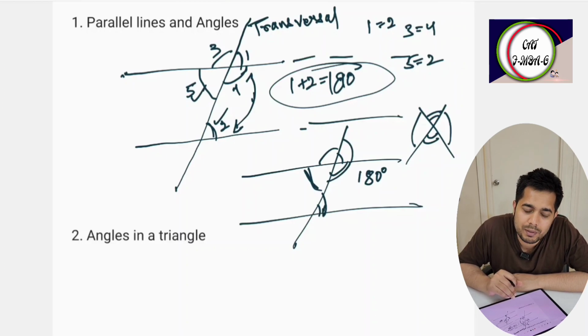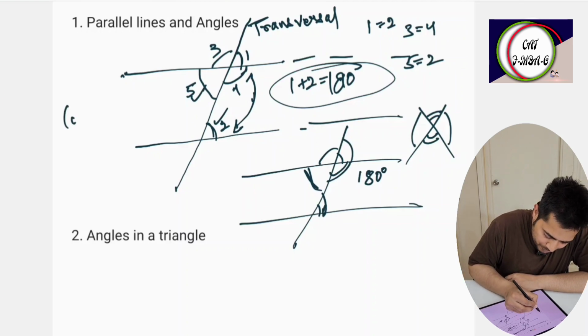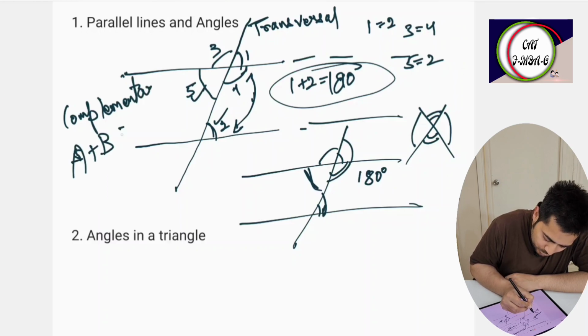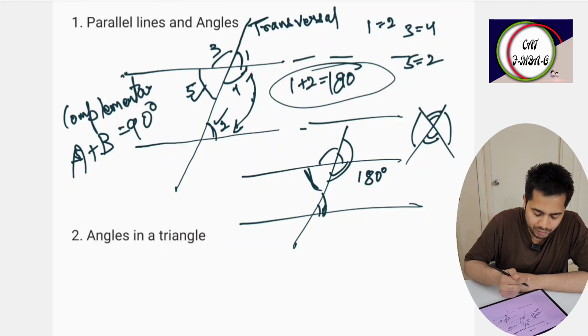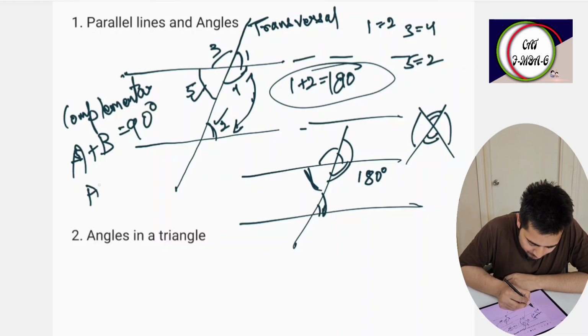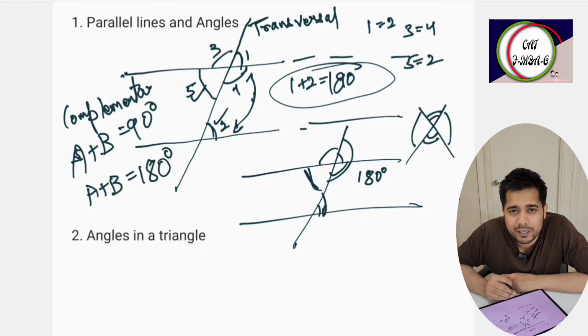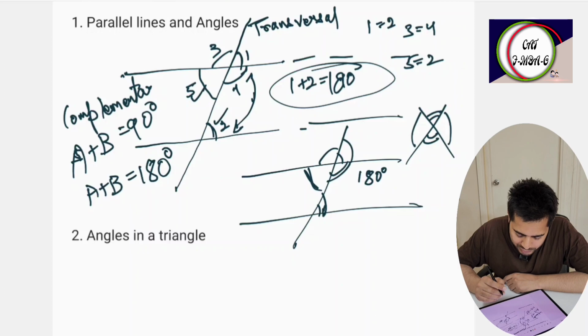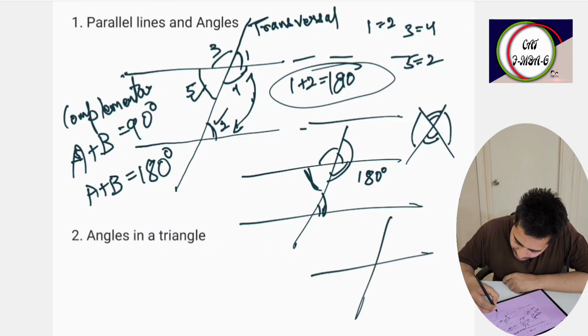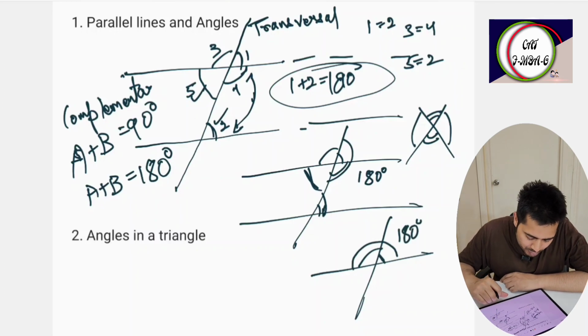Another important thing to remember in parallel lines is the concept of complementary angles. Complementary angles: if angle A plus angle B is equal to 90 degrees, then A and B are complementary to each other. And if A plus B is equal to 180 degrees, then A and B are supplementary to each other. Okay, so just remember this. And if a line is there like this, then this angle plus this angle, this whole sum is going to be 180 degrees. Just a basic concept.